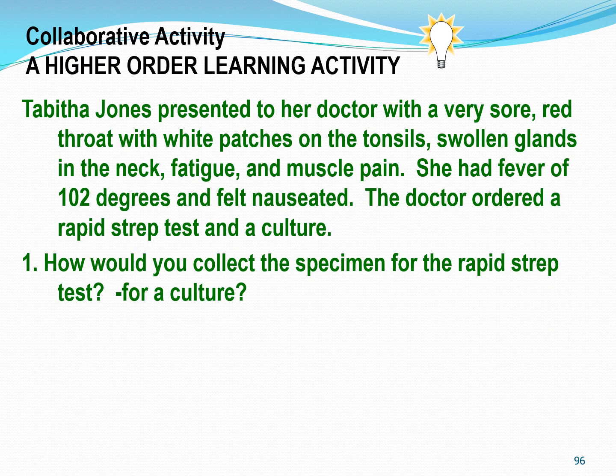So here's another one of our little collaborative activities, where you read through this and see if you can figure it out. Tabitha Jones presented to her doctor with a very sore red throat with white patches on the tonsils, swollen glands in the neck, fatigue, and muscle pain. She had a fever of 102 degrees and felt nauseous. The doctor ordered a rapid strep test and a culture. How would you collect the sample for the rapid strep test and for the culture? Pause this and see if you get the right answer.